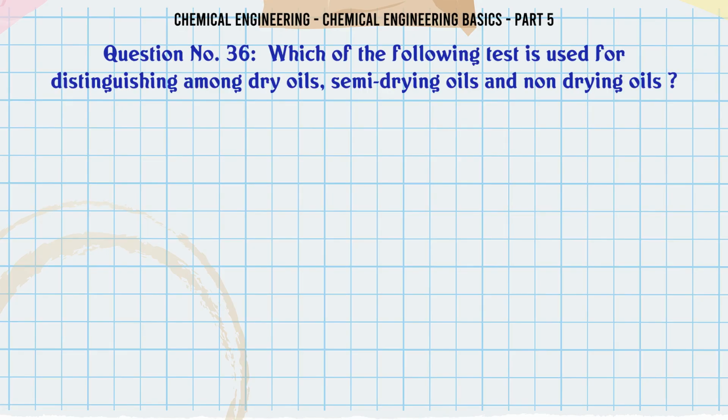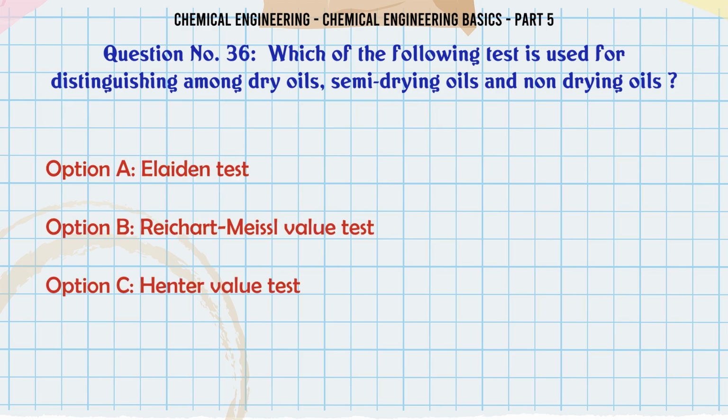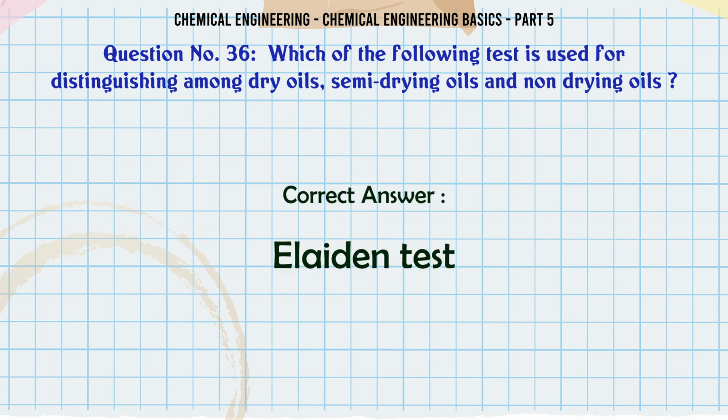Which of the following test is used for distinguishing among dry oils, semi-drying oils, and non-drying oils? A. Iledon test, B. Raychart-Maze value test, C. Hunter value test, D. Iodine value test. The correct answer is Iledon test.